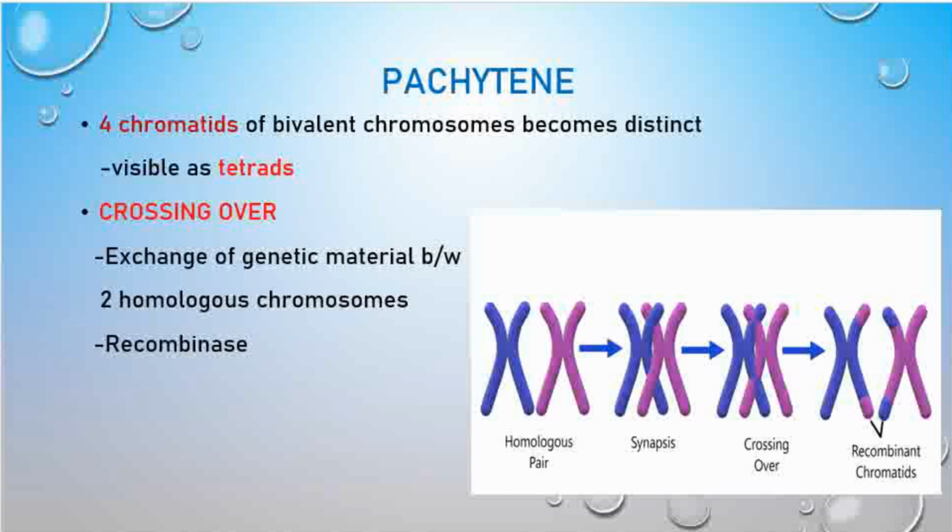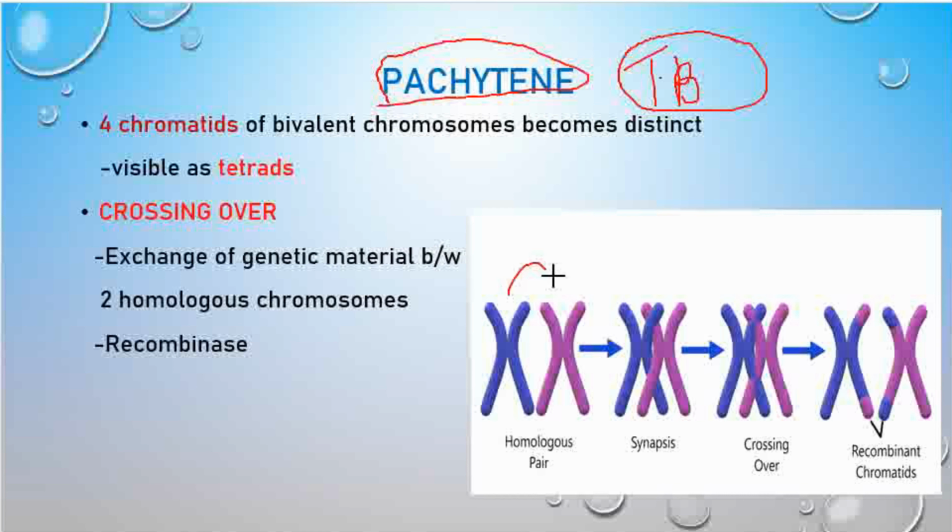Coming to the next stage, which is the pachytene. What does pachytene mean? It means thick band. So you can see thick bands in this stage. Here the 4 chromatids of the bivalent chromosomes: the bivalent has 2 chromosomes, but the chromatids are 4. They become distinct and are visible as a tetrad since 4 chromatids are there.